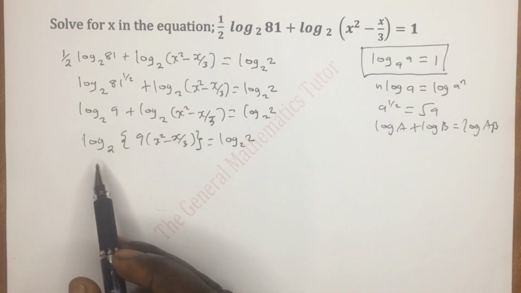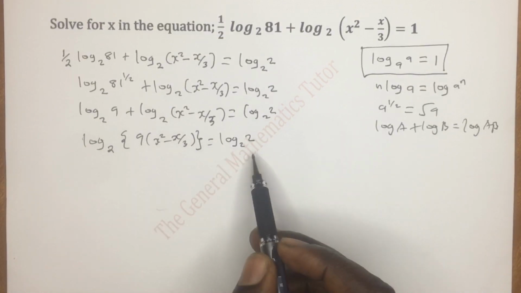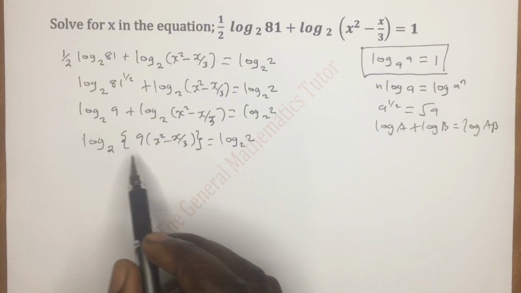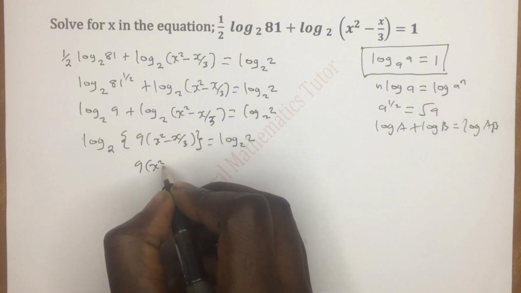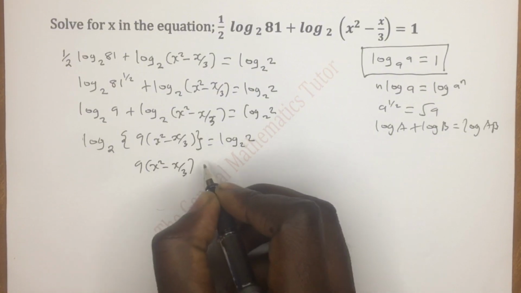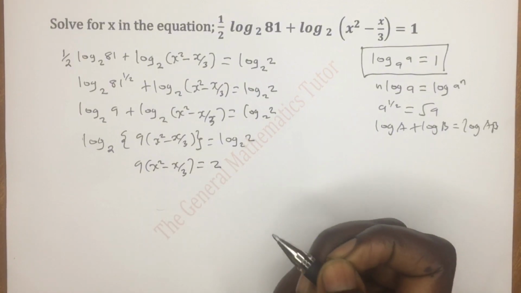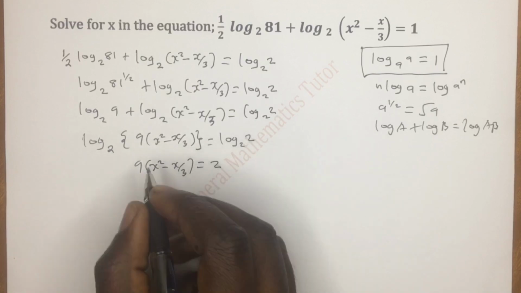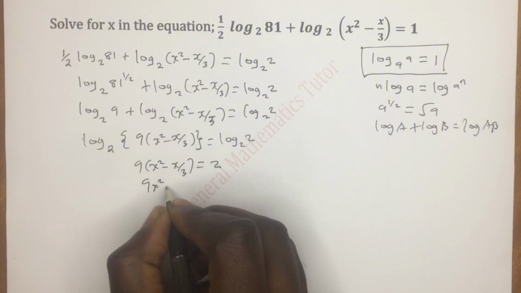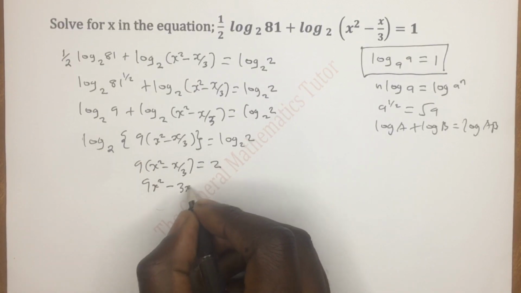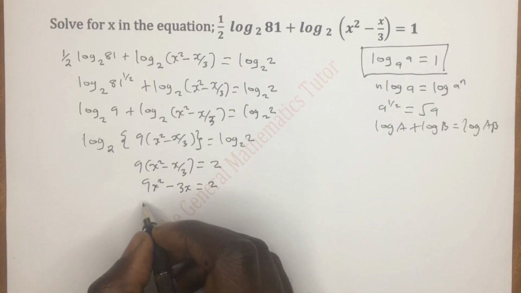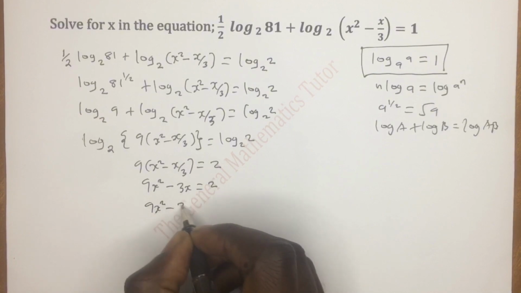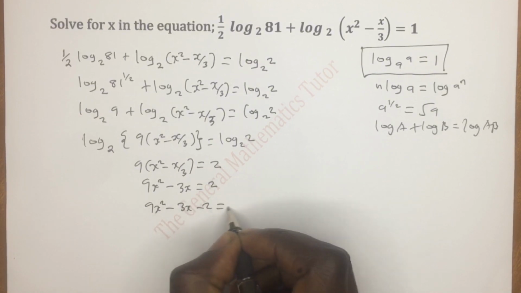From there we have log to base 2 of a number and log to base 2 of a number, and they are equal. So it means the numbers are equal. So we can say that 9 times (x squared minus x over 3) is the same as 2. We can open up this bracket so that we have 9x squared minus 3x is equal to 2. So this is just a quadratic equation, that is 9x squared minus 3x minus 2 is equal to 0.